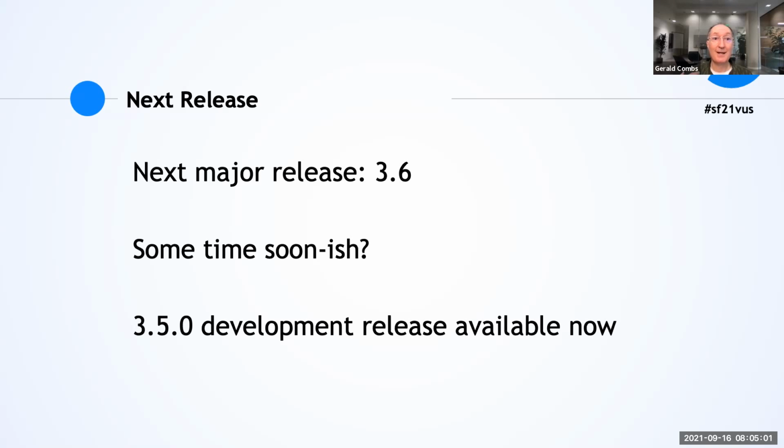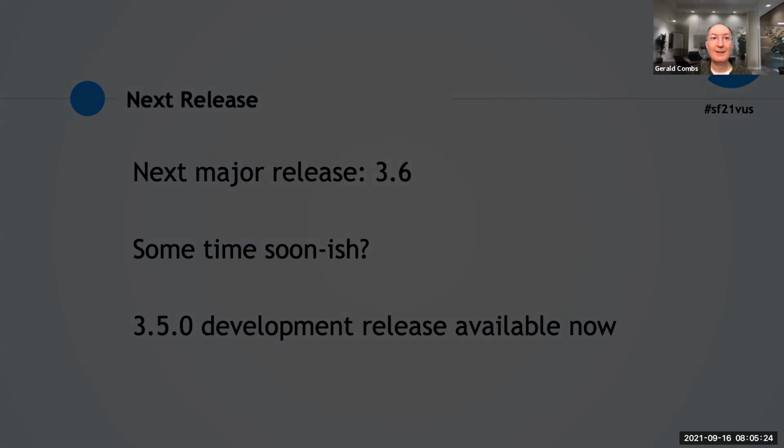First up, we have a major release coming up. We haven't had a major release in quite a while, and I'm hoping to have it out in the next few weeks, sometime soonish. And if you want to try out a preview of that, you can download the 3.5.0 development release right now from the Wireshark main page and from the download page. And you can see what's going to be in the upcoming 3.6 release.